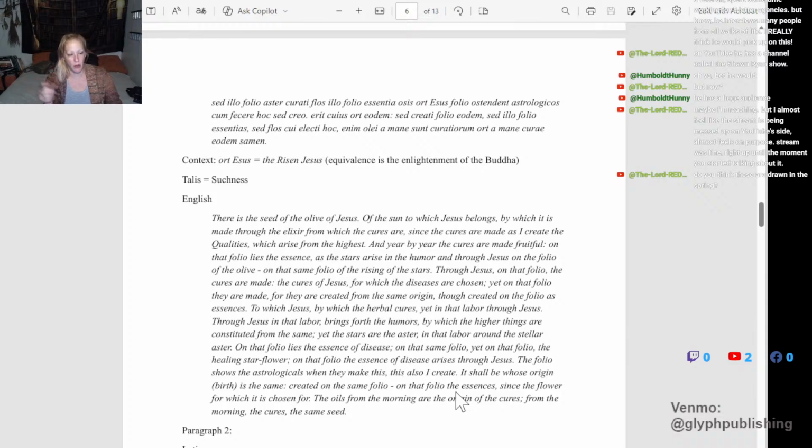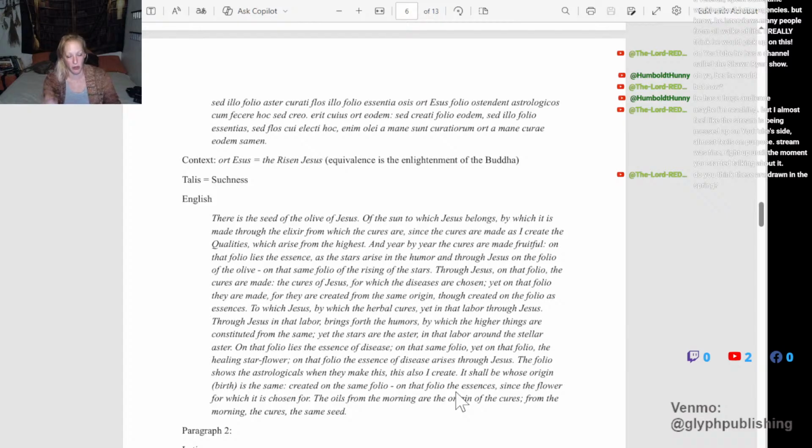And on that folio, or on that page, lies the essence of disease. And on that same page, it shows the... Sorry, I skipped a sentence. Yet on that page, the healing star flower. And on that page, the essence of disease arises through Jesus. Okay? The page shows the astrologicals when they make this.